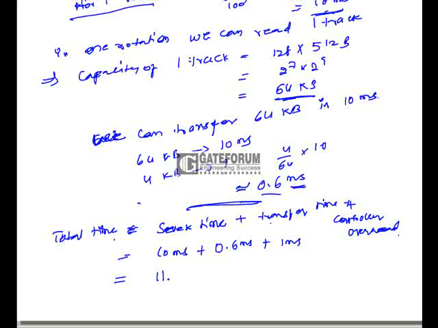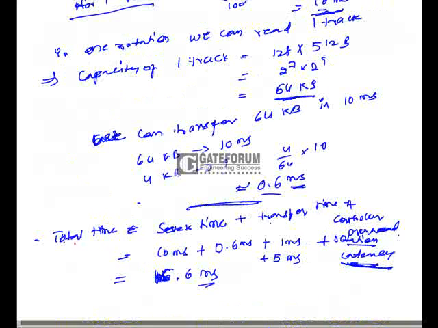Here we forgot one thing. Total time is seek time plus transfer time plus controller overhead plus rotational latency also. Rotational latency is half of the time taken to complete one rotation. For one complete rotation we got 10 milliseconds, so rotational latency will be 5. We should add 5 milliseconds for rotational latency. If we simplify, we get 16.6 milliseconds, which is option A.